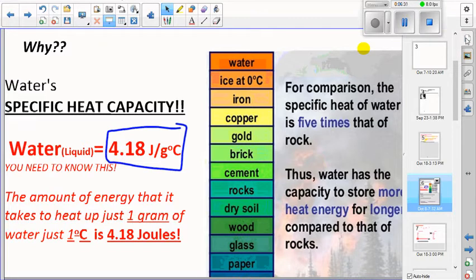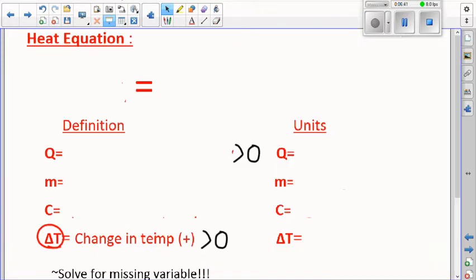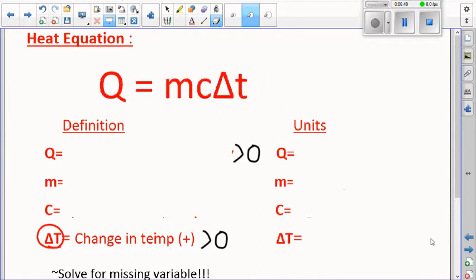Anyways, let's talk about our new equation. We used to have density equals mass over volume. That was the equation we used a lot in Unit 2. The equation we're going to use a lot in Unit 3 is Q equals MC delta T. Q equals MC delta T, sometimes known as Q equals MCAT.